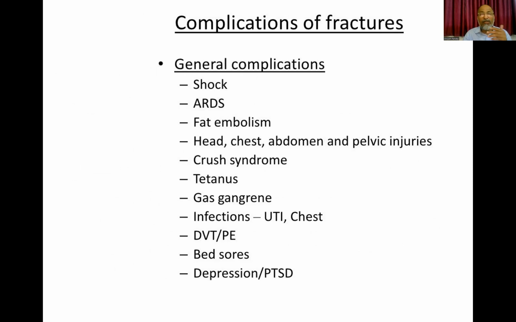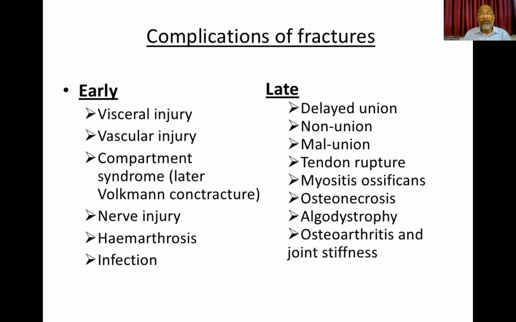And then you have got the complications of the fractures. The complications of the fracture in general are shock, ARDS, the acute respiratory distress syndrome, fat embolism, head, chest, abdomen, and pelvic injuries. You have got crush syndrome, then tetanus, gas gangrene, infection, then urinary tract infection, and chest infection, and deep vein thrombosis or pulmonary embolism. Then you've got bed sores and depression and PTSD, post-traumatic psychotic depression, and so on and so forth. Then you've got late complications and early complications because of the fracture.